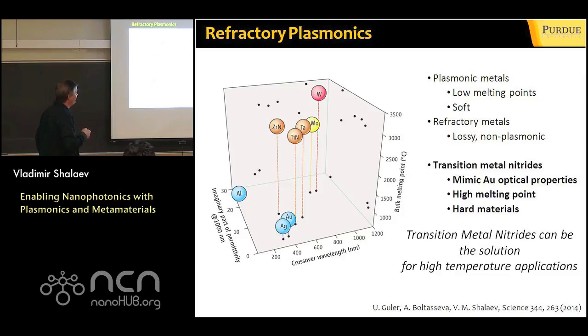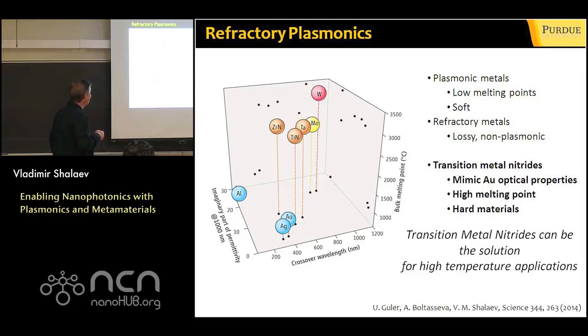On the other hand, you have materials such as tungsten, which is a well-known material that can sustain very high temperatures. But the problem is it's not really plasmonic, at least not in the visible and the near infrared. Or you could say that it's barely plasmonic, so it's not really used as a plasmonic material.